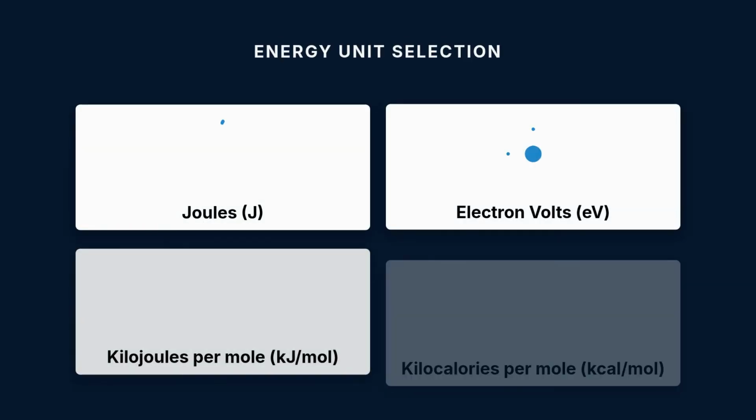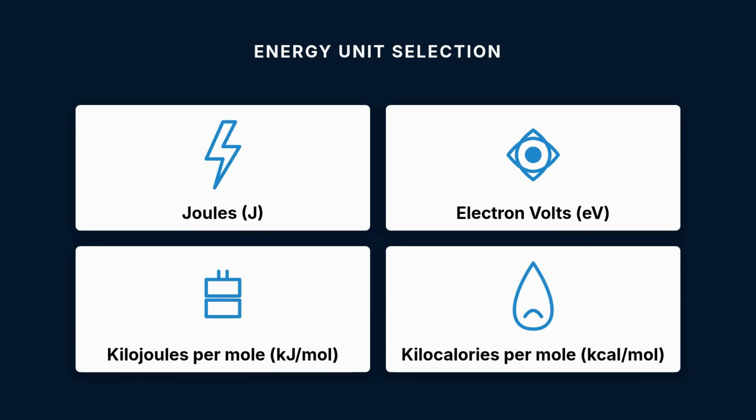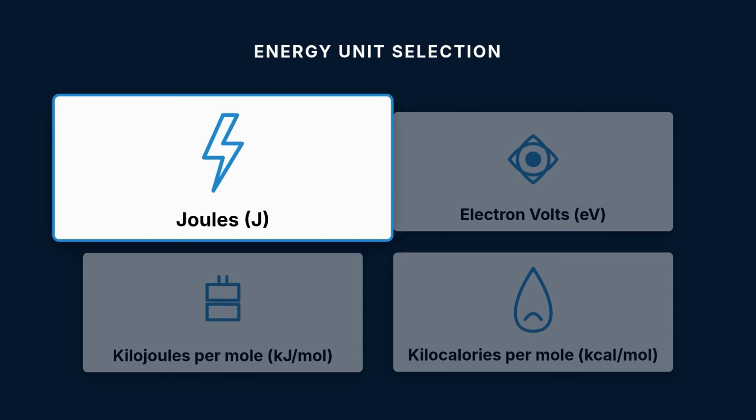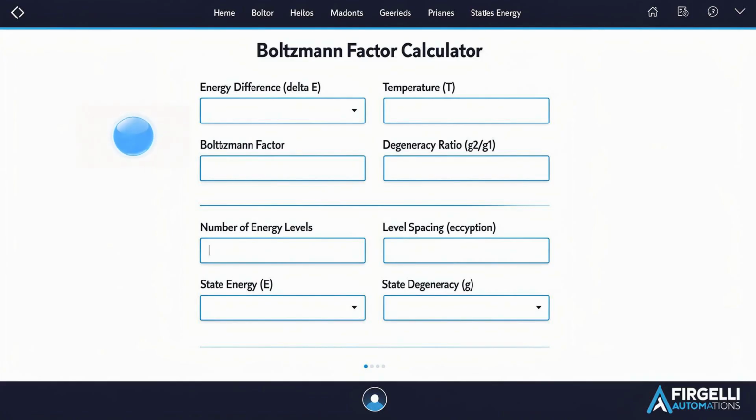The energy unit dropdown offers joules, electron volts, kilojoules per mole, or kilocalories per mole. I'll use joules. Now for the input fields. We have energy difference, delta E, temperature, T, Boltzmann factor with values between 0 and 1, degeneracy ratio, G2 over G1, which defaults to 1, number of energy levels defaulting to 3 with a range from 2 to 10, level spacing, epsilon, state energy E, and state degeneracy G, which defaults to 1.